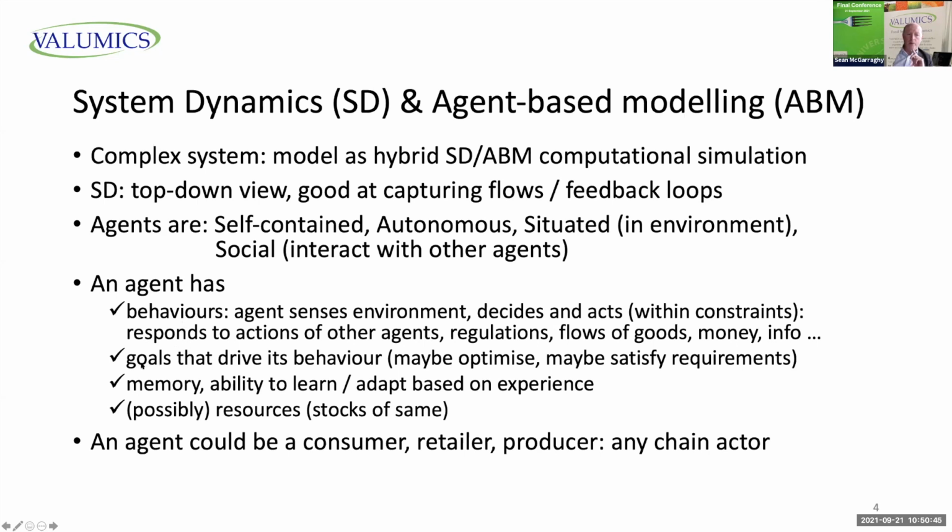So it has those behaviors, but it also has goals, things that drive its behavior. Maybe it wants to optimize something like profit. Maybe it wants to maximize that, or maybe simply to satisfy certain constraints or requirements. It might have an ability to learn or adapt based on experience, and it may have stocks of resources. So for us, then, an agent is any food value chain actor.